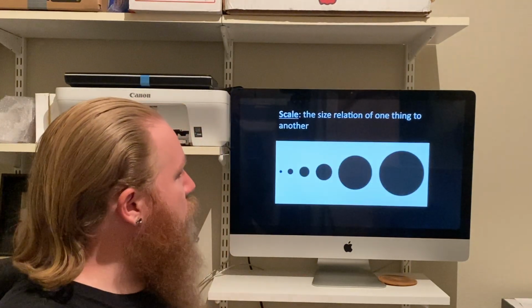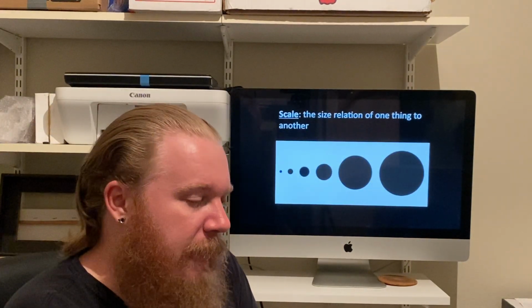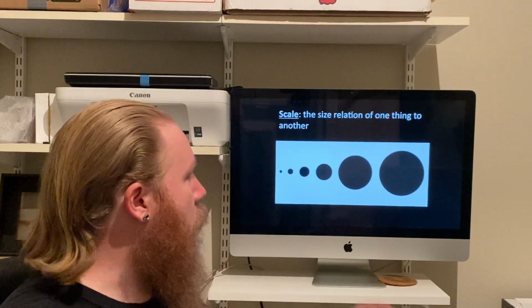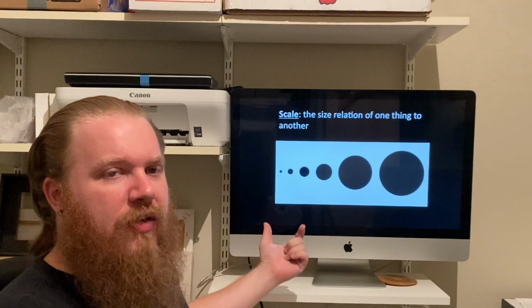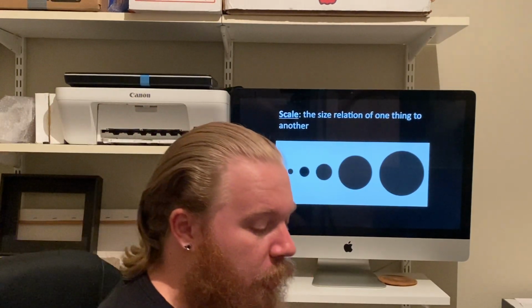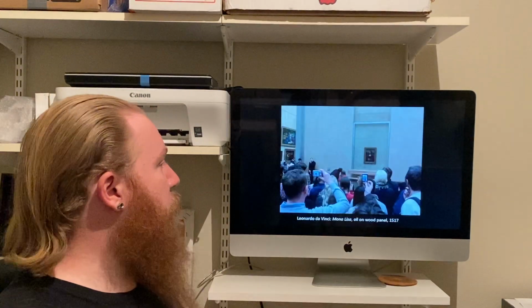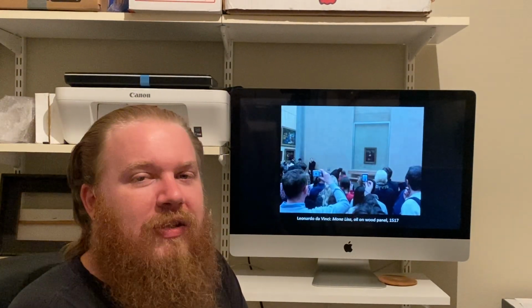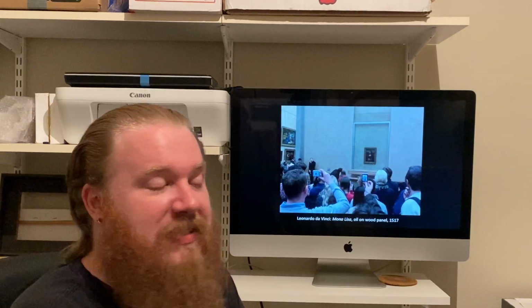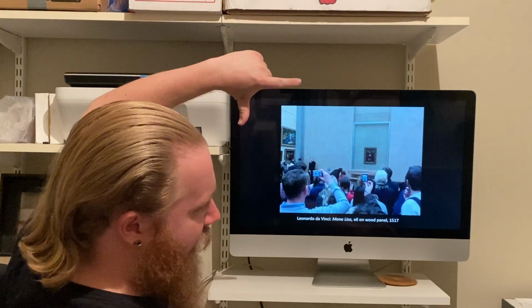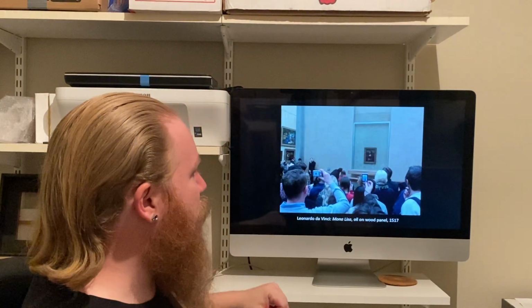Now, aside from rhythm, we also have scale, and this is the size relation of one thing to another. So obviously, the scale of a work of art is going to dramatically change how we view a work of art. So I think a lot of people are interested, or at least shocked to know, that the Mona Lisa is actually a very small painting, comparatively speaking. So it's only about yay big. It's not very large at all.